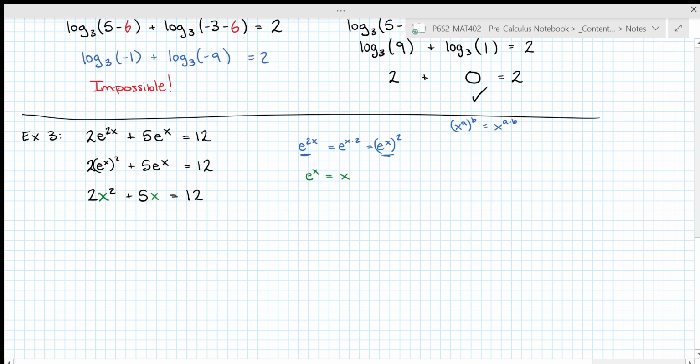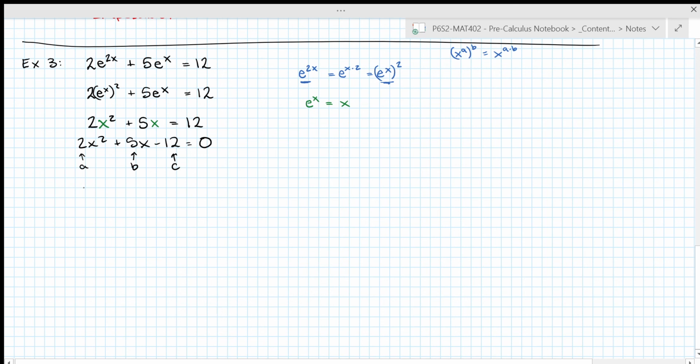I'd subtract 12 from both sides, set it equal to 0, so I get 2x squared plus 5x minus 12 equals 0. I could use the quadratic formula, or I could factor this. With the quadratic formula, a is 2, b is 5, and c is negative 12. Either way, I'm going to skip ahead because this video is getting a little longer. My solutions are x equals 1.5 or x equals negative 4.